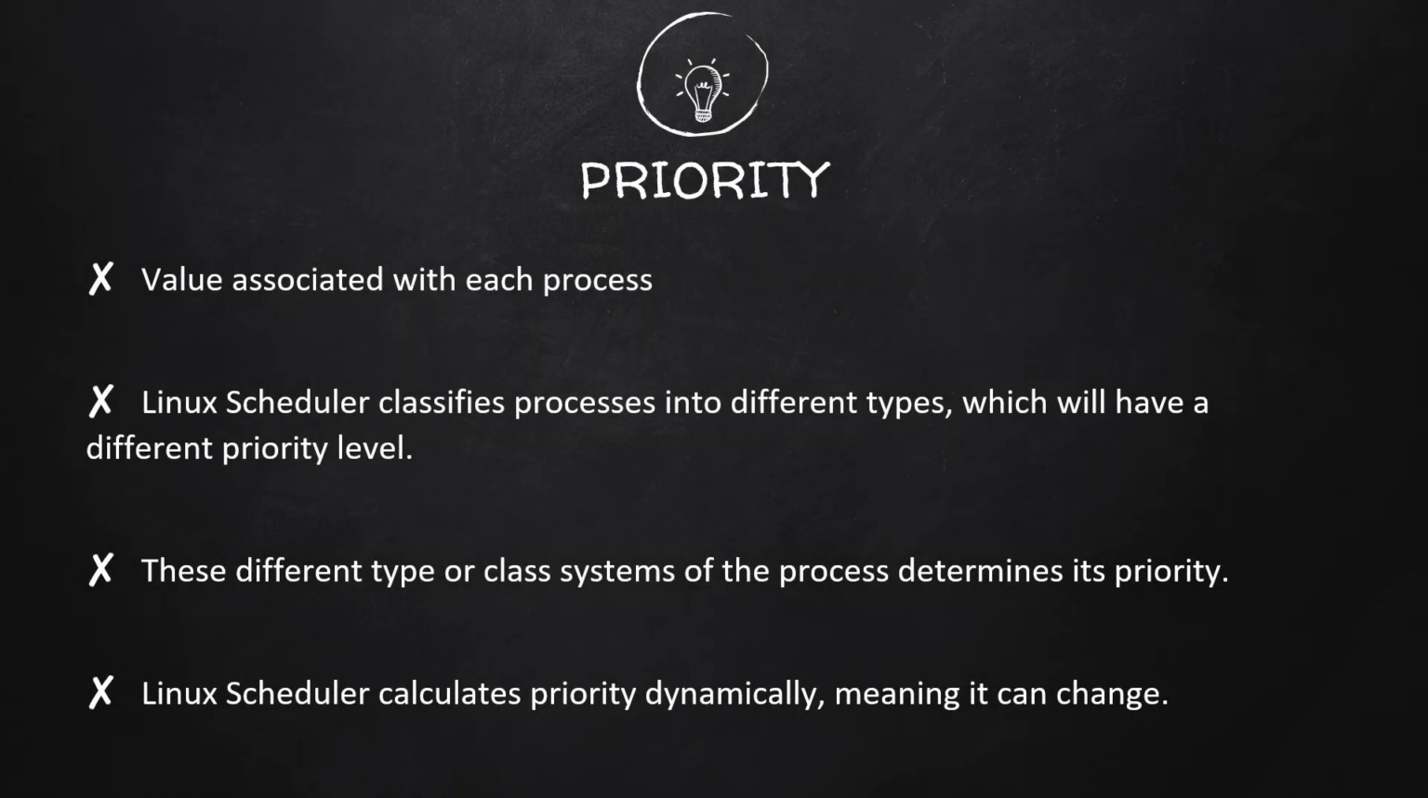So first of all, priority. Priority is a very big topic in terms of CPU scheduling in Linux systems. Priority is a value associated with each process. The Linux scheduler classifies processes into different types, which will have different priority levels. These different types or classes of the process determine its priority. The Linux scheduler calculates priority dynamically, meaning that it can change.